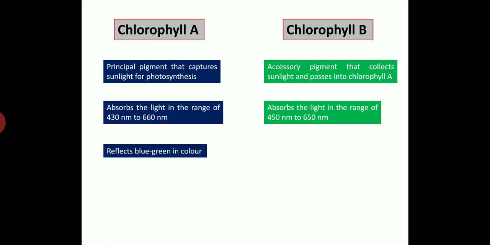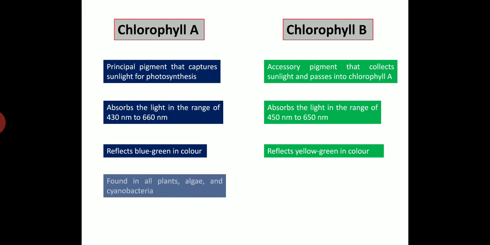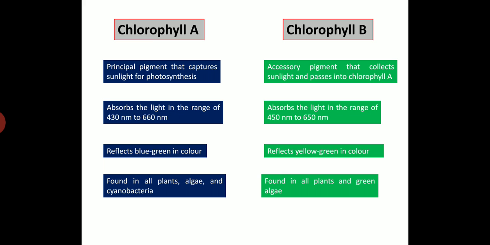Chlorophyll A reflects blue-green in color. That means chlorophyll A appears bluish-green in color, whereas chlorophyll B appears yellowish-green in color. Chlorophyll A is found in all plants, algae and cyanobacteria. Chlorophyll B is found in all plants and green algae. That means both chlorophyll A and chlorophyll B are found in all plants. But chlorophyll A is also found in algae and cyanobacteria. But chlorophyll B, apart from plants, is found only in green algae. Clear?